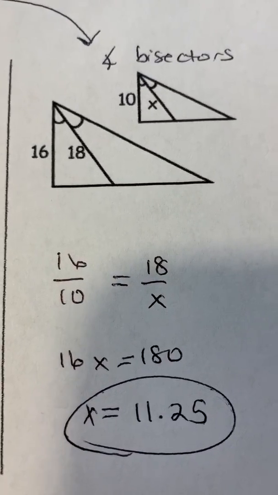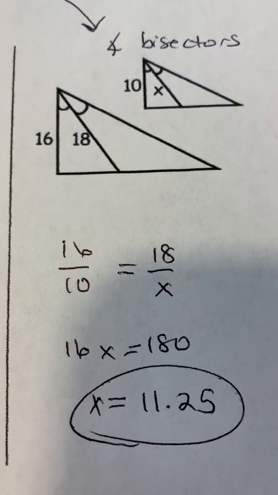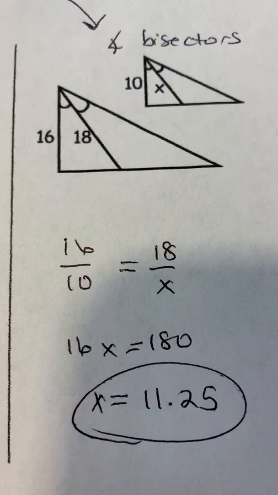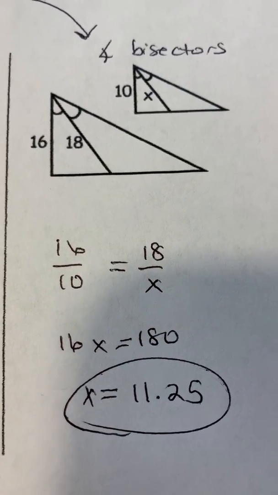And same thing yet again, even though they have angle bisectors this time, the setup is exactly the same. 16 is to 10 as 18 is to X. Cross multiply, divide, 11.25.